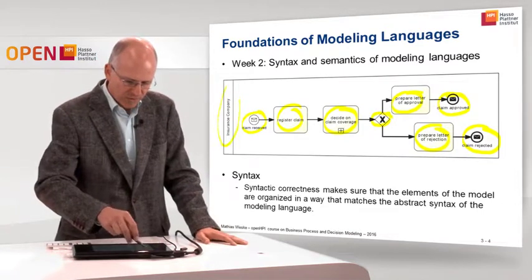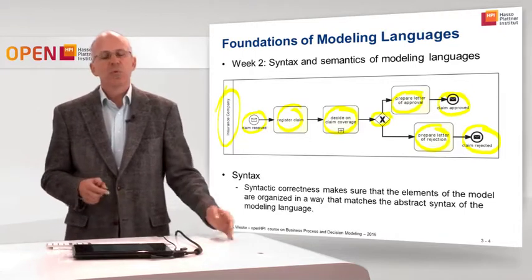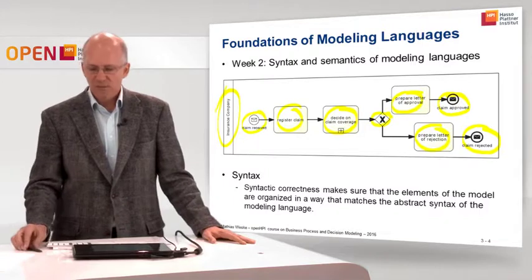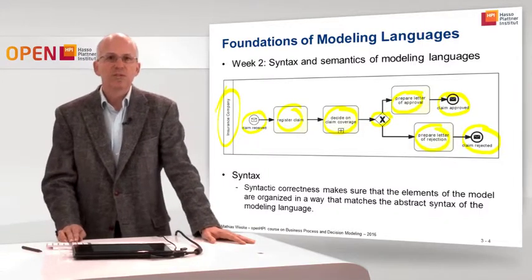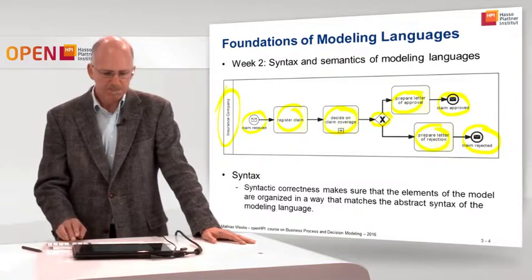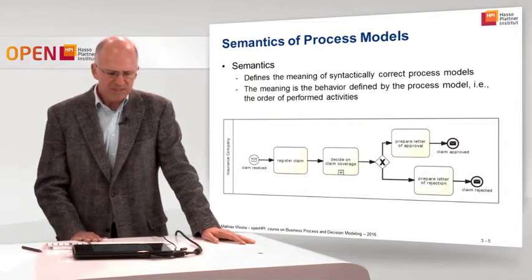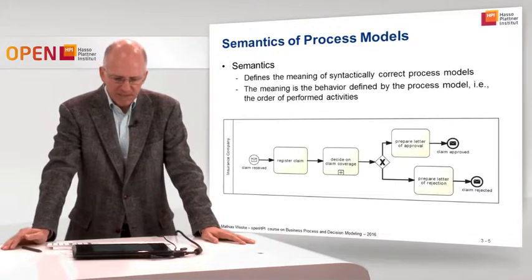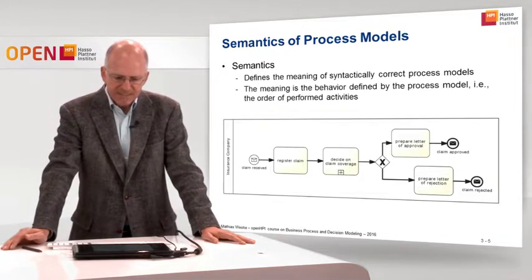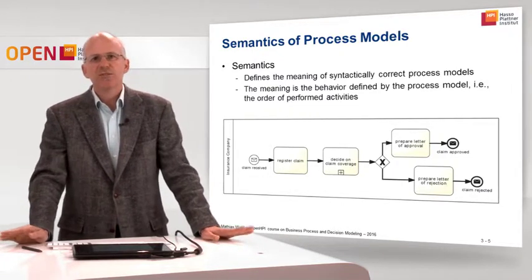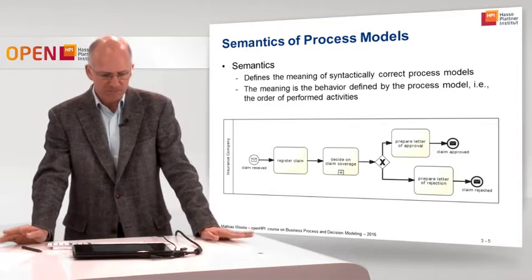Even if we look at the role here, insurance company, we would say that is a syntactically correct process model expressed in BPMN, so it complies to the abstract syntax of BPMN. So how about semantics? Well, the semantics of a process model defines the meaning of a syntactically correct process model. So we only need to have a meaning for a syntactically correct process model.